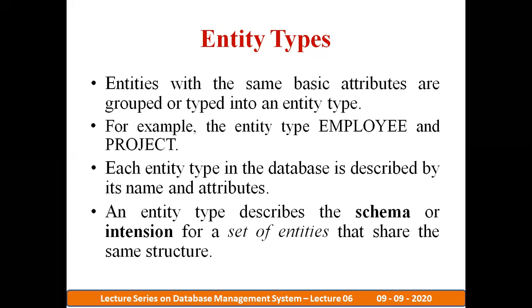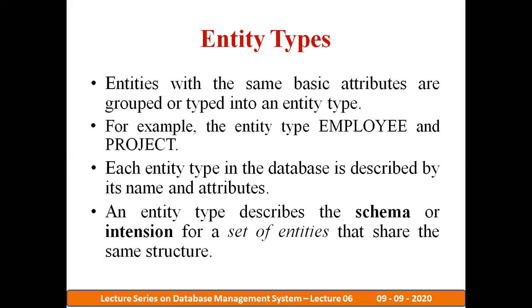The examples, you can call it a project or employee or a student. Each entity type in the database is described by its name and its attributes. For example, if you consider the employee as an entity type, this entity type can be described by its name as employee and its attributes as SSN, age, address, salary, manager SSN, and the department.